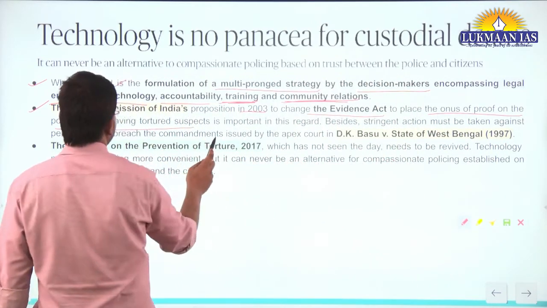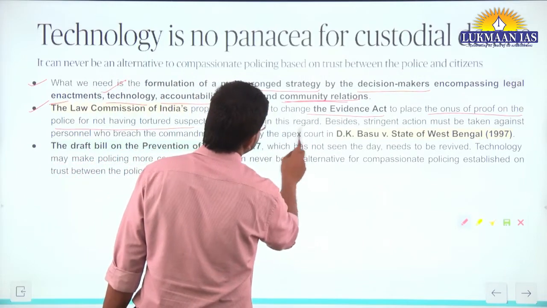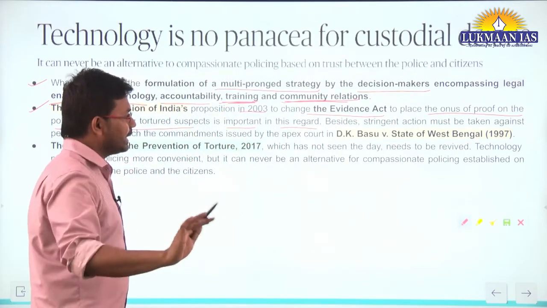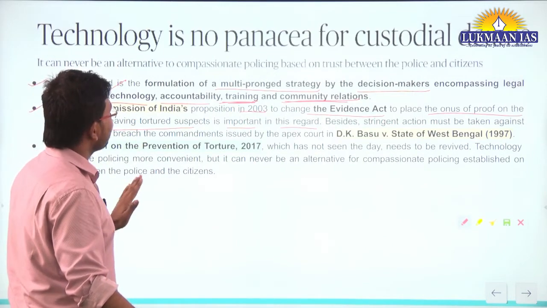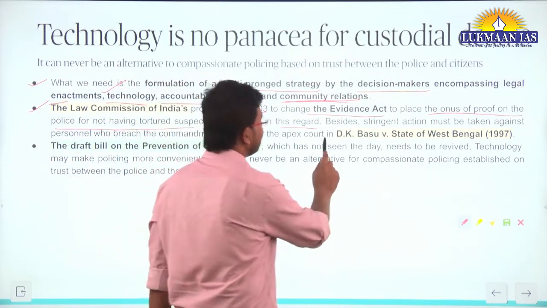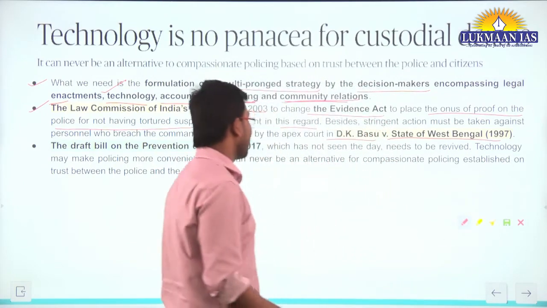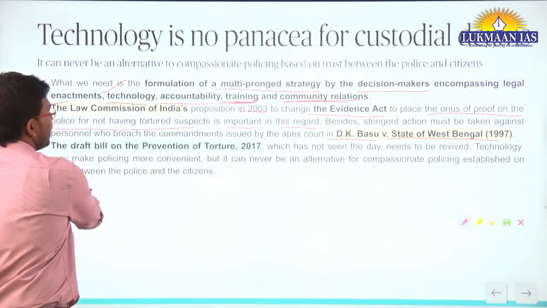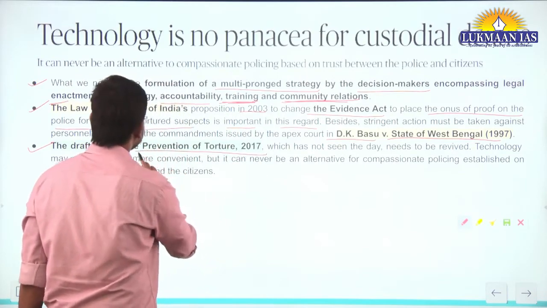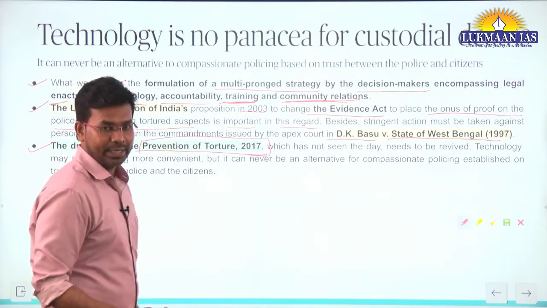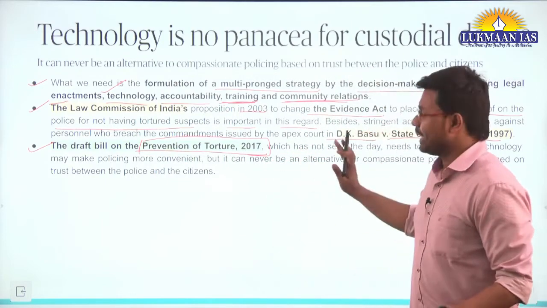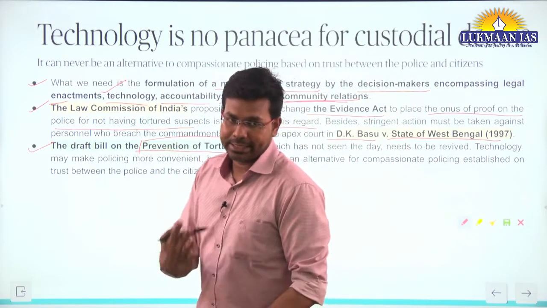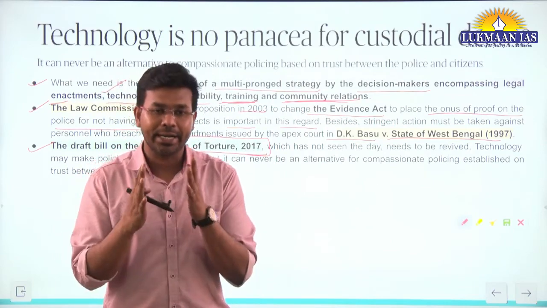Having tortured suspects is important in this regard. Besides, stringent actions must be taken against personnel who breach the commandments issued by the Apex Court in D.K. Basu versus State of Bengal. Okay, the draft bill on the prevention of torture 2017. The government of India has come up with a draft bill also in this regard. That bill is not yet adopted, meaning this bill has not become an act yet.